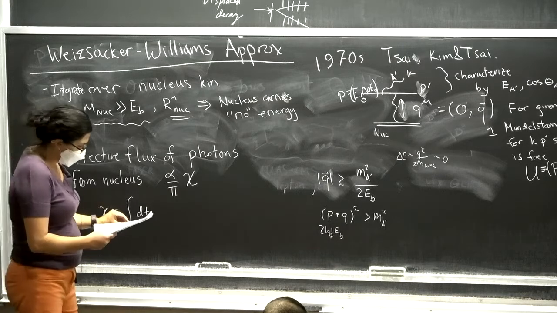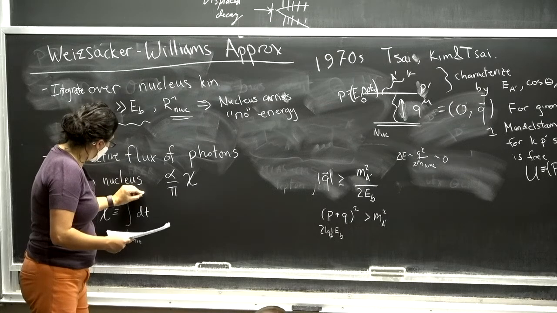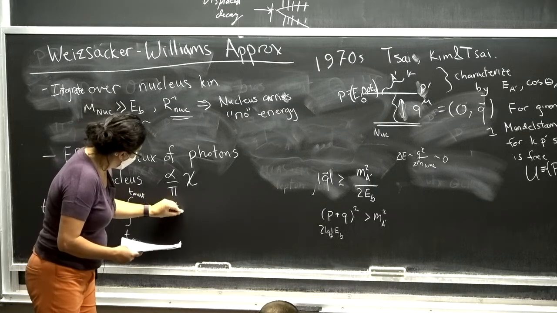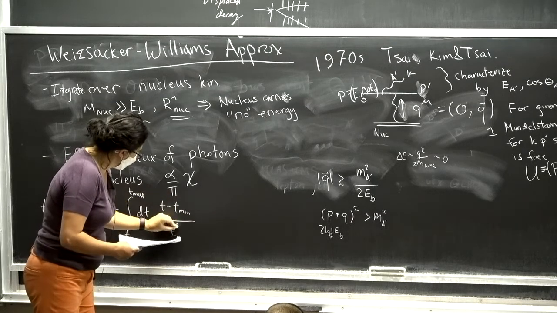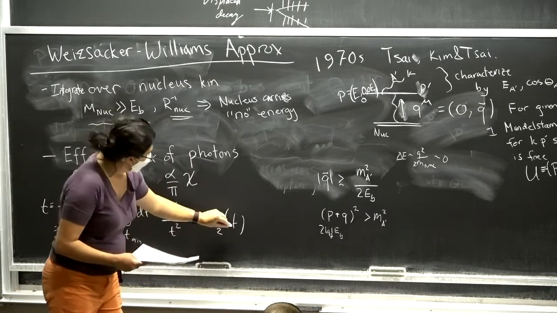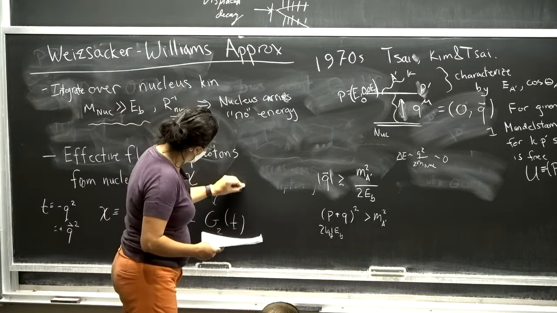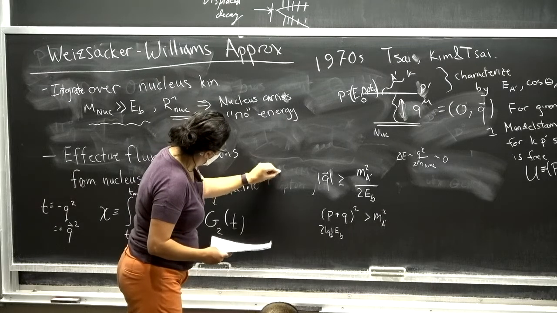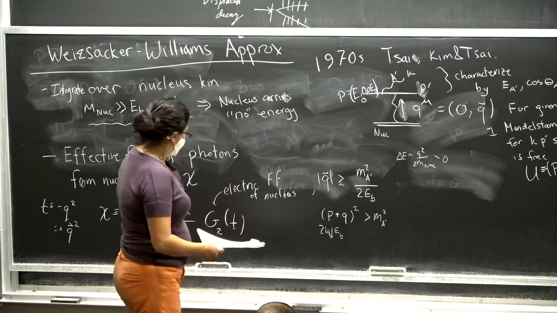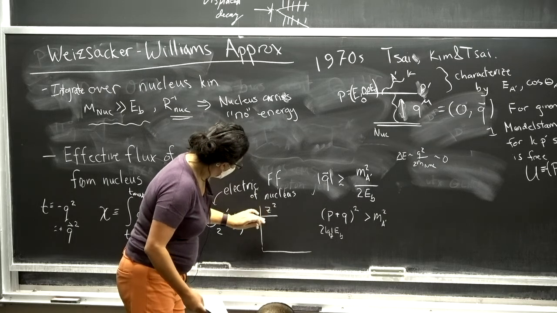And so chi is an integral dt from T min to T max. I'll explain these endpoints in a minute. Of (T minus T min) over T squared times G2 of T, which is the electric form factor of the nucleus. So this is the thing that goes like Z squared.